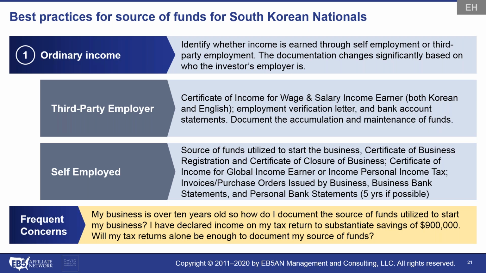So Certificate of Income for Wage and Salary is for those who work as a W-2. And it is missing from this slide, but there's another type which is called Certificate of Global Income. That is for those who work for themselves, like self-employed, or have their own business. So you can be both, right? You can work as a W-2 and also be your own boss, have your own business.